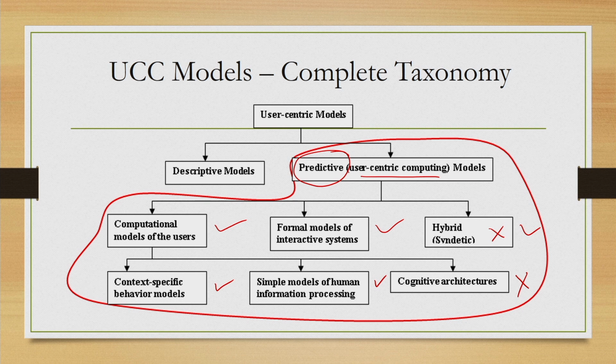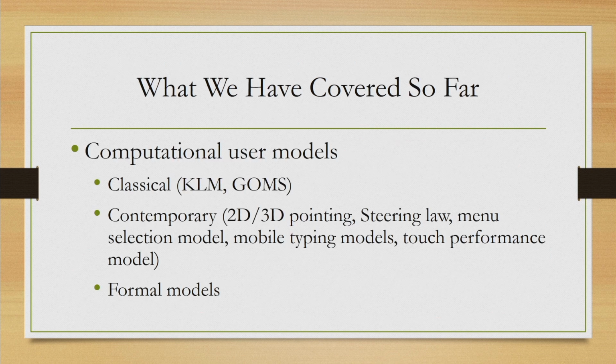So, under these computational user models, what have we discussed? We have discussed classical models as well as contemporary models. Under the classical models, we have discussed the keystroke level model and the CMN GOMS model, both belonging to the overall GOMS family of models. In addition, we have discussed Fitts' law and the Hick-Hyman law.